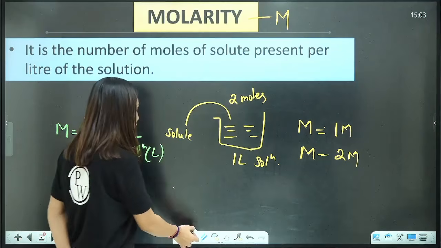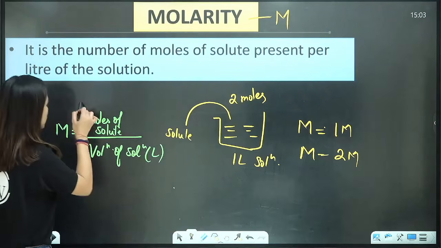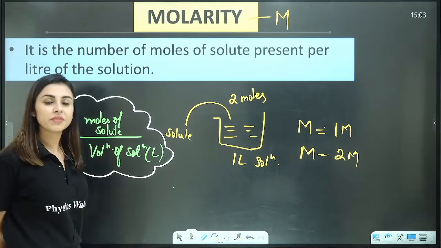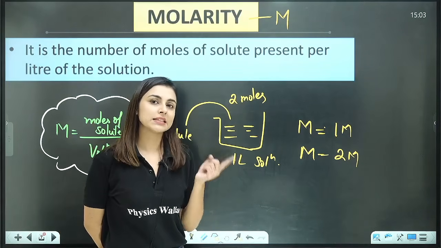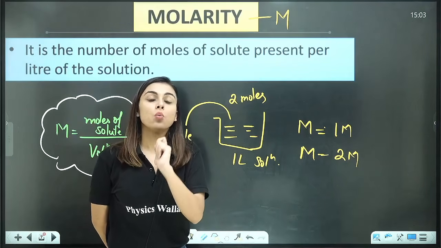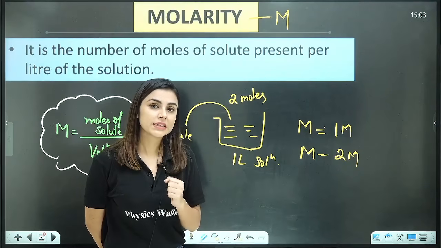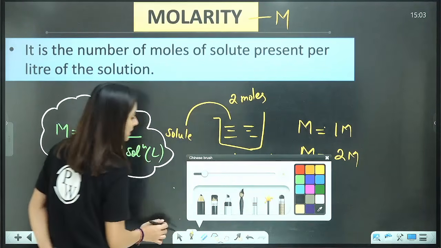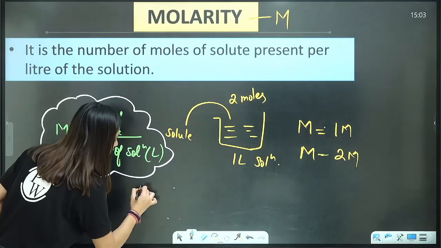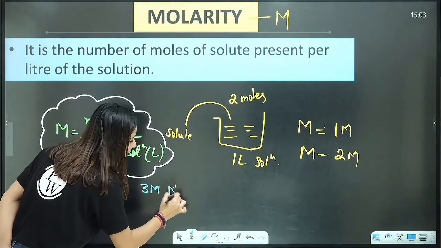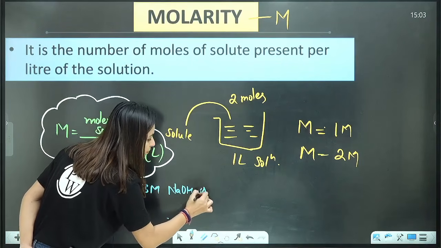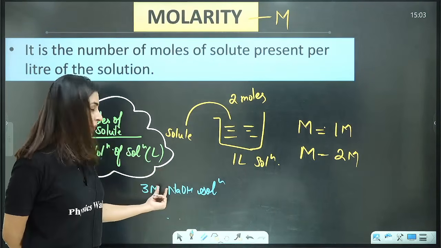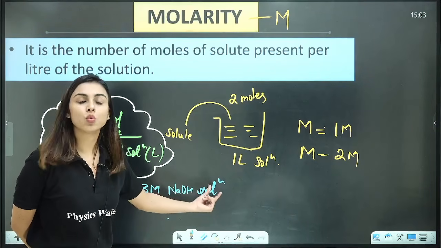This is the major formula which you need to understand about molarity. Okay, now you can understand this formula. There is no issue. We will practice questions on it in our next session. Okay, now what other thing we need to know about molarity? If I tell you that I have, let us say, 3 molar NaOH solution. Okay, capital M means molar, NaOH solution.